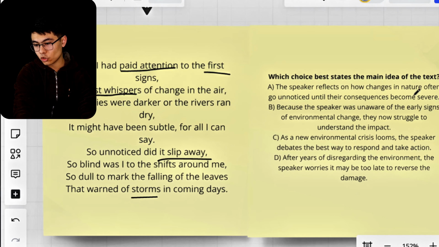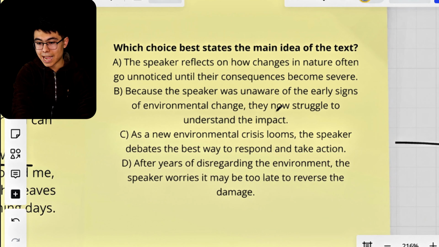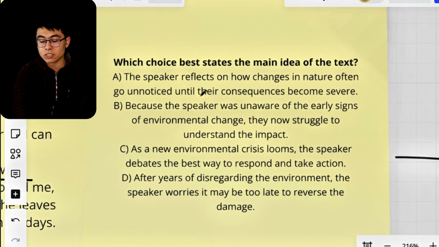Now let's look at choices. Choice A. The speaker reflects on how changes in nature often go unnoticed until their consequences become severe. Well, that's a great choice. I like this choice because this matches our prediction. And the speaker talks about missing early warning signs. That is exactly what the point was about. So I guess that's the correct answer choice. But still, let's have a look at others.